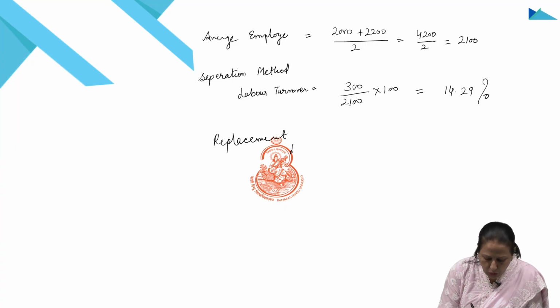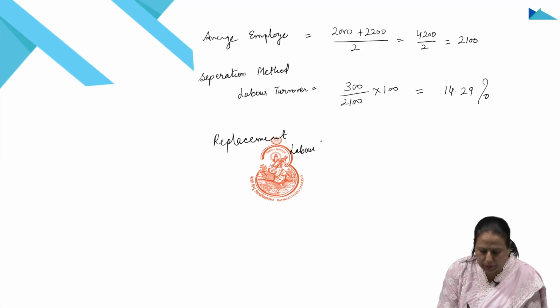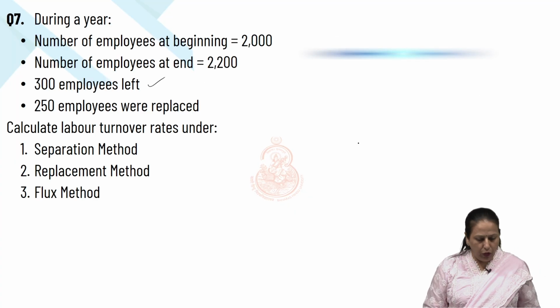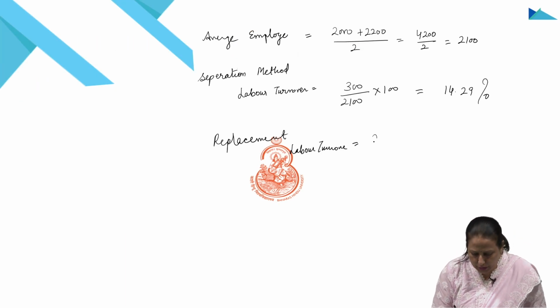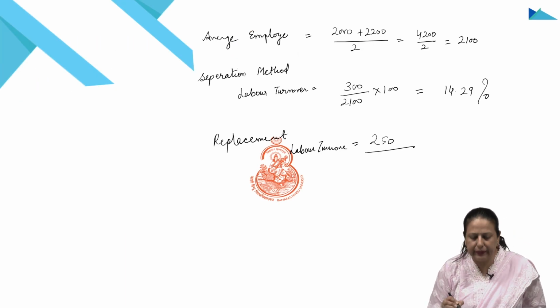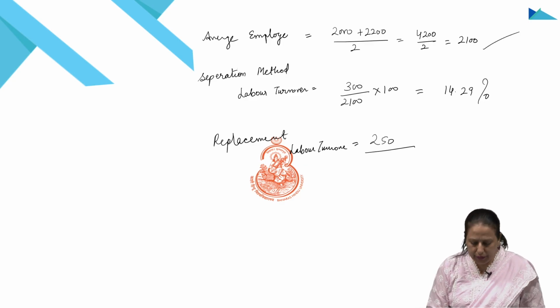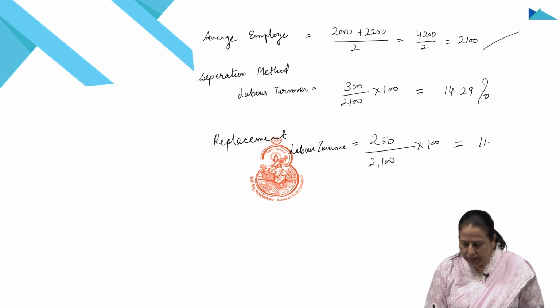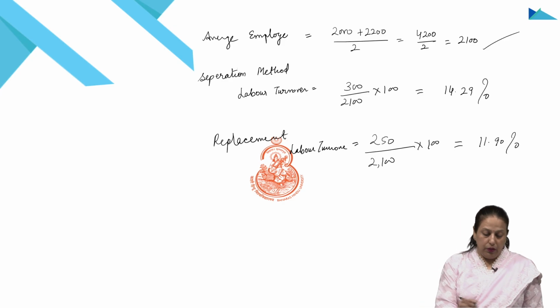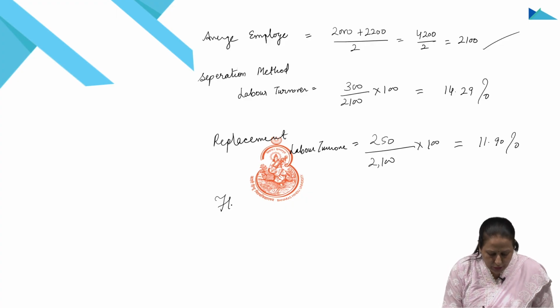If I use the replacement method, in which the formula of calculating labor turnover is number of replacements during the year, that is 250, again divided by the average employees, which we already computed as 2100, I will reach the figure of 11.90%.